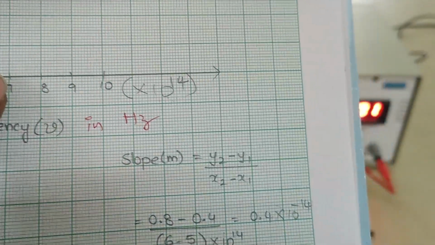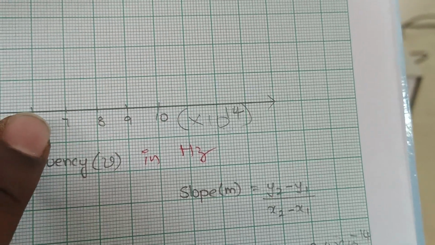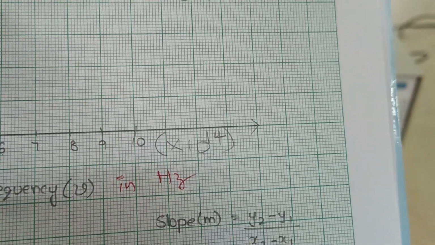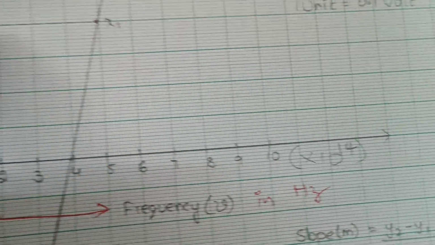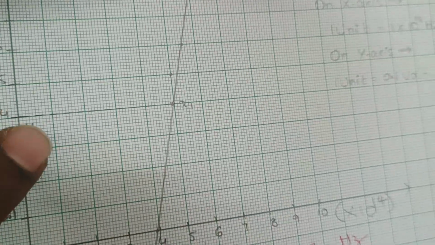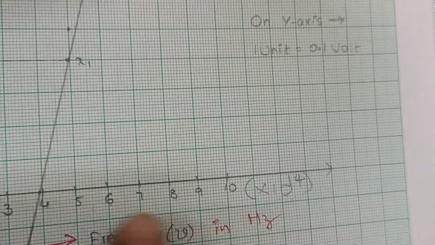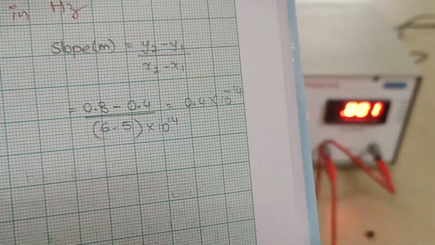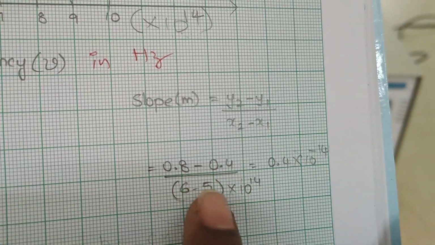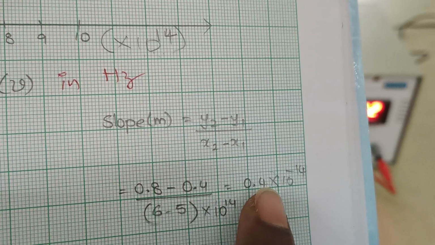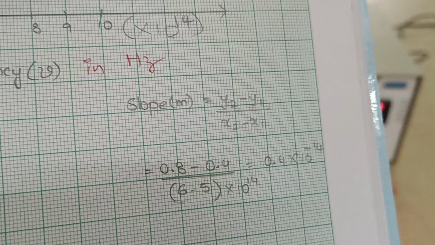Here I considered on the x-axis 6 and 5. So with that, it cuts the straight line at 2 points. From there, I drew two parallel lines which cut the y-axis at y1 and y2. With the help of these points, I calculated slope: 0.8 minus 0.4 by 6 minus 5 into 10 to the power of 14. With that we have 0.4 into 10 to the power of minus 14. This is the slope.